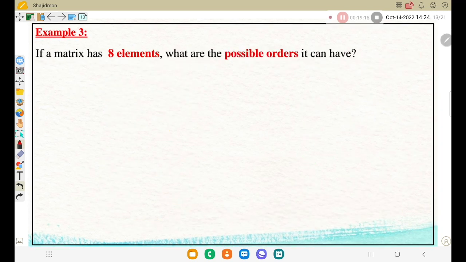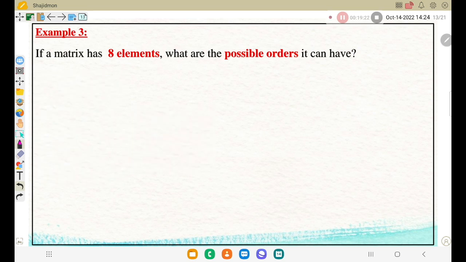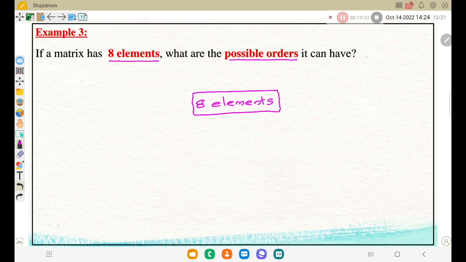Now example number 3. Let us do some examples first, then we will come to the exercise questions. If a matrix has 8 elements, what are the possible orders it can have? That means how many rows and how many columns. We need to write the order, correct? Row by column. So what are the possible orders it can have? That is the question.